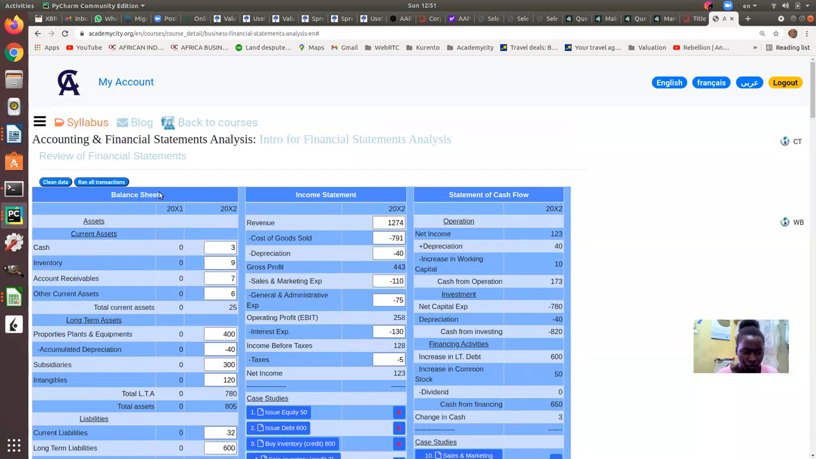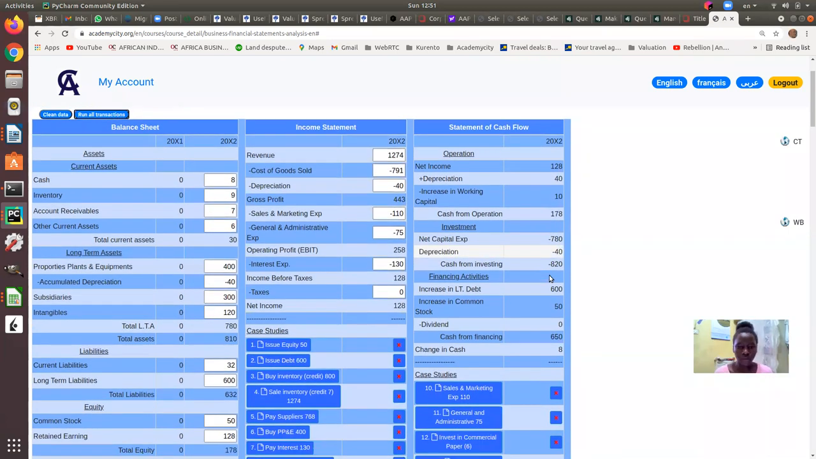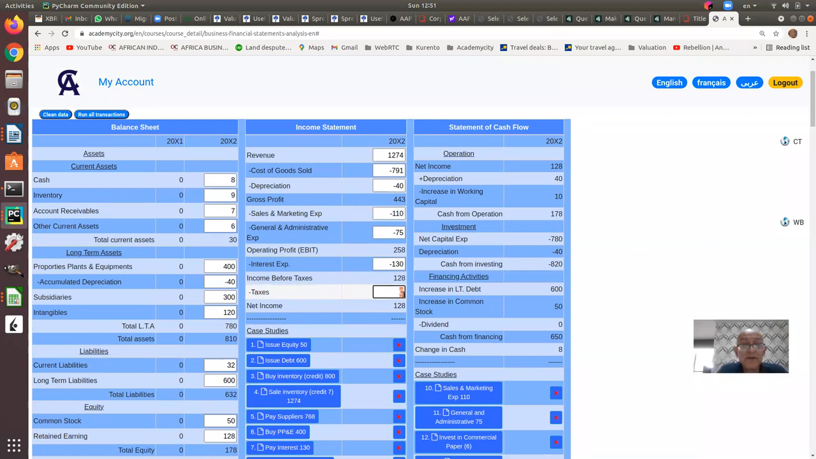By the way, there is a button here. You can clear everything, and that will run all of them. Now everything is fine. Let's see if I was right. Let's put minus five here. Maybe I have, yeah. This is correct.